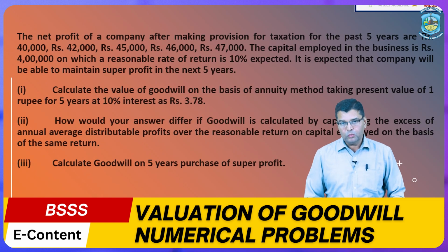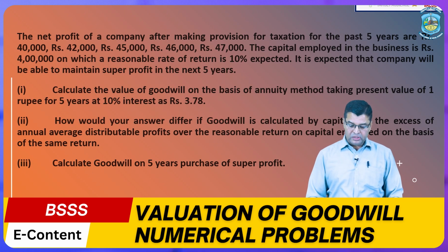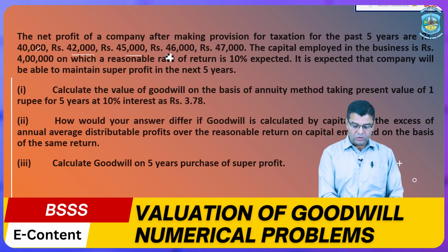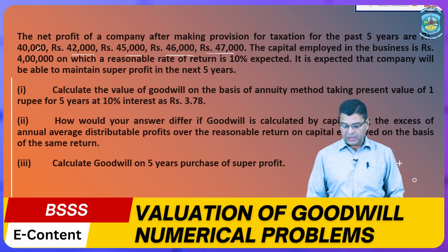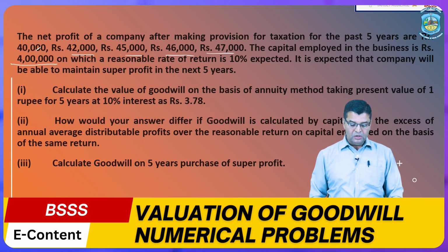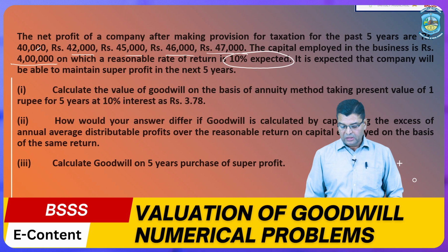Now problem number 2. According to this problem, the net profits of a company after making provision for taxation for the past 5 years are given: 40,000, 42,000, 45,000, 46,000 and 47,000. The capital employed in the business is rupees 4 lakhs, which is already given in the question, on which a reasonable rate of return, that is 10%, is the expected rate of return. It is expected that the company will be able to maintain super profits in the next 5 years.